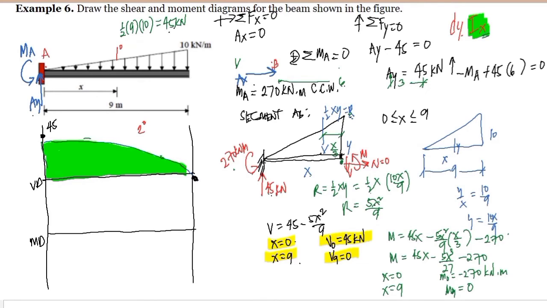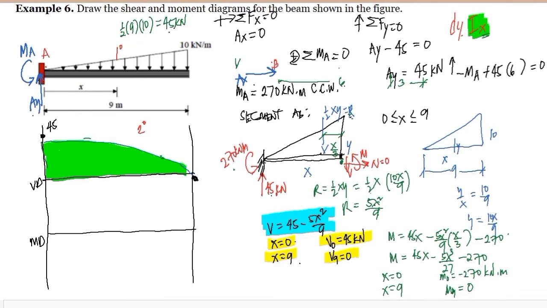And kung nalilito tayo doon sa idea ng dYIX, we can check actually the equation for the shear, no? And as you can see here, we have a negative coefficient for the x squared, so meaning it is a parabola facing downward.